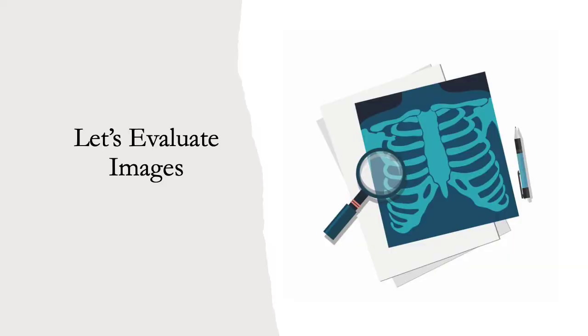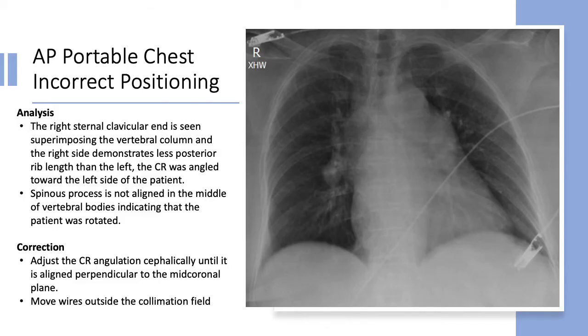Now that we've seen what a good high quality image looks like, let's evaluate some images. In this X-ray image, if we look closely, we will see that there is evidence of rotation. Rotation is identified on an AP chest by evaluating the distances between the vertebral column and the sternal ends of the clavicles, and by comparing the lengths of the posterior ribs. So if we look, we can see on this image the right sternal clavicular end is seen superimposing the vertebral column, and the right side demonstrates less posterior rib length than the left.